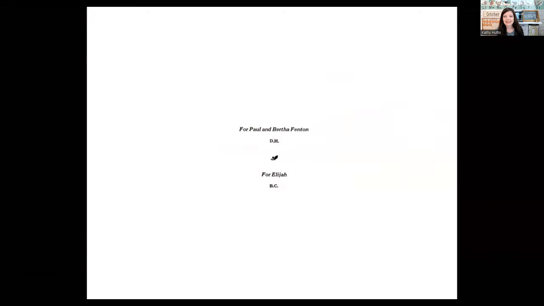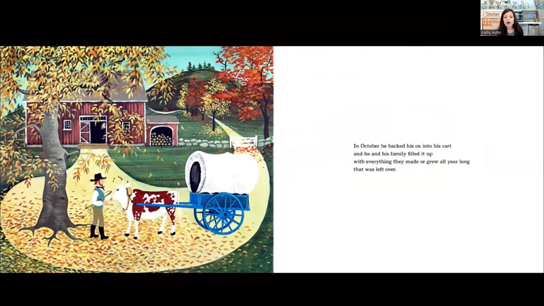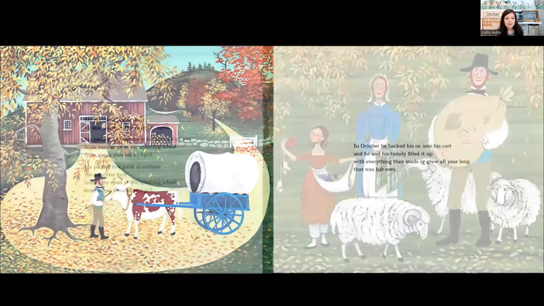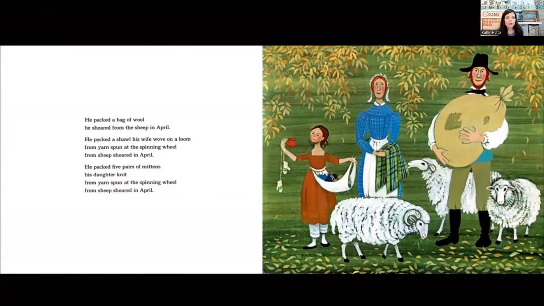In October, the farmer backed his ox into his cart, and he and his family filled it up with everything they made or grew all year long that was left over. He packed a bag of wool he sheared from sheep in April. He packed a blanket his wife wove on a loom from yarn spun at the spinning wheel from sheep sheared in April. He packed 5 pairs of mittens his daughter knit from yarn spun at the spinning wheel from sheep sheared in April.